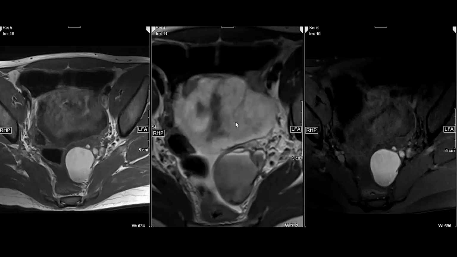So we have three sequences here, starting from the left. The first sequence is a T1 weighted sequence. You see that the subcutaneous fat is hyperintense and even the pelvic fat is hyperintense. We don't see the bladder, but we don't see any T2 hyperintense fluid in the bowel. So this is a T1 sequence. The second sequence is a T2 weighted sequence. And the third sequence is a T1 fat saturated sequence.